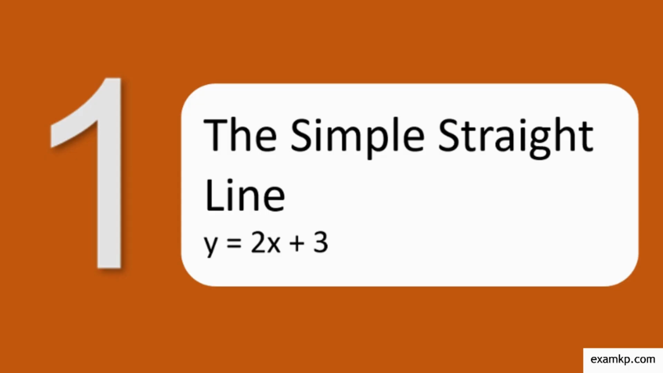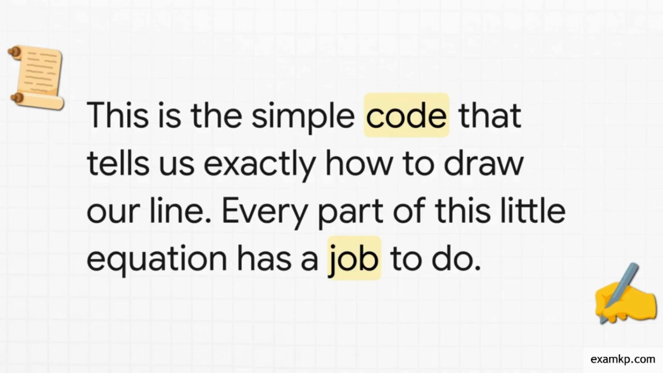We start with the absolute foundation, the OG of graphs, the linear function. And there's a reason they call it linear, it makes a perfect straight line. Let's use a really simple example, y equals 2x plus 3. Now, don't just see this as a bunch of numbers and letters. Think of this equation as a recipe, or a set of instructions. Every single part of it is telling us exactly what to do to draw our line.